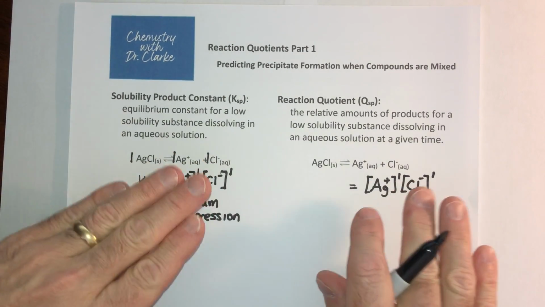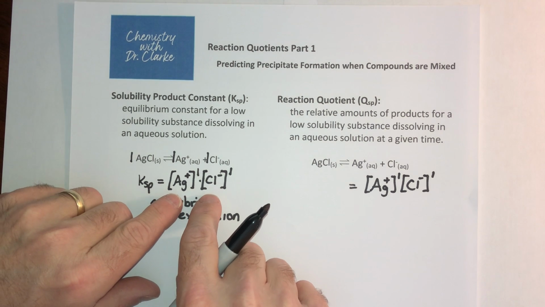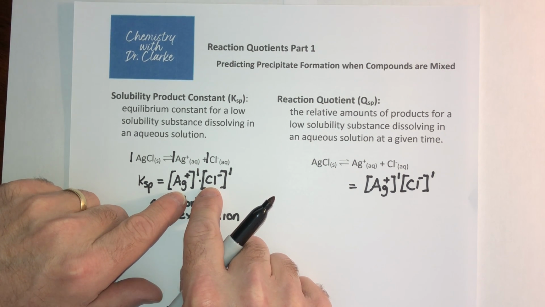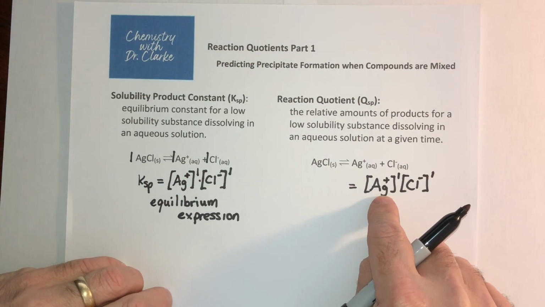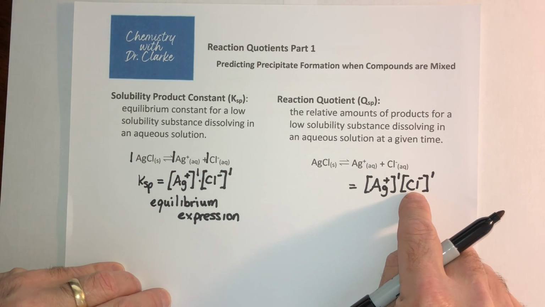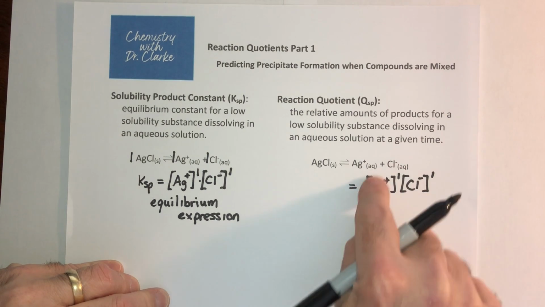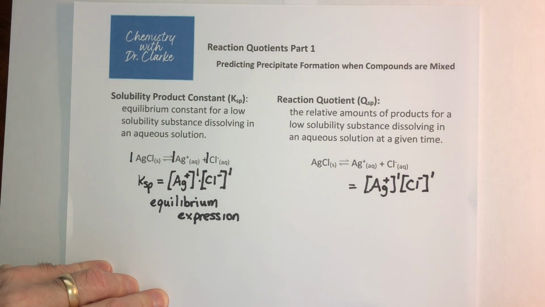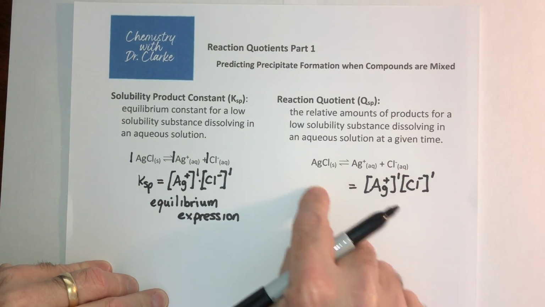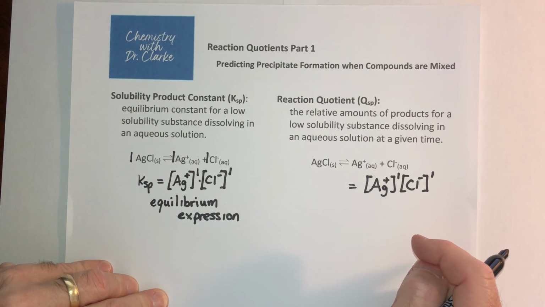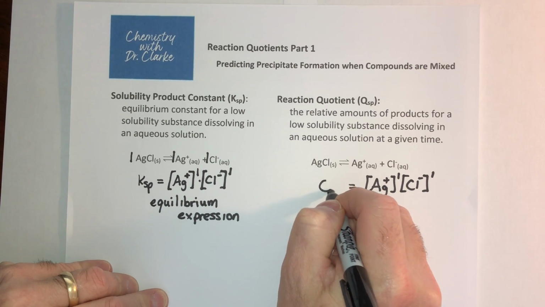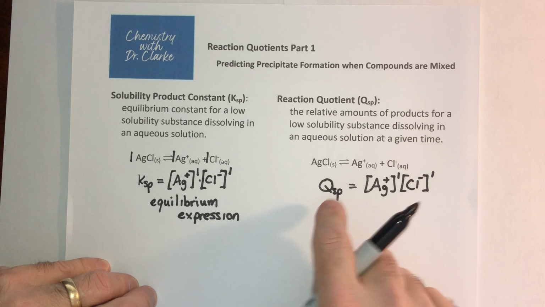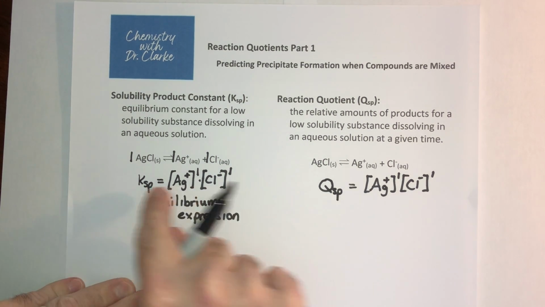So you can see it's a bit of a parallel between the two, right? In my equilibrium expression, I had concentration of silver times concentration of chloride. I can still talk about concentration of silver times concentration of chloride, but if it's not the amount at equilibrium, then I can't call this an equilibrium expression. I can't set it equal to an equilibrium constant. So what we do is we set it equal to a thing called the reaction quotient. So this is our reaction quotient.